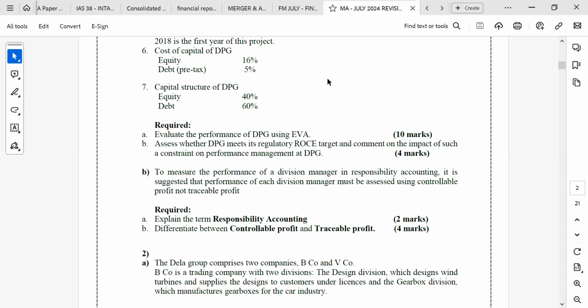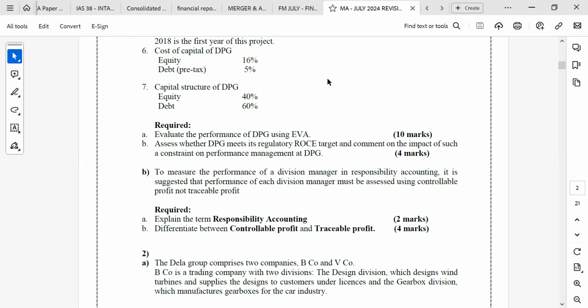Yes, maybe. I was saying controllable profit is a profit which is attributable to the performance of the manager. Okay, that is not bad. Sir, I want to also contribute. And traceable profits are profits which include both controllable profit and other profits, which are attributable. Controllable profits are used to assess profit centers, whilst traceable profits are used to assess investment centers.